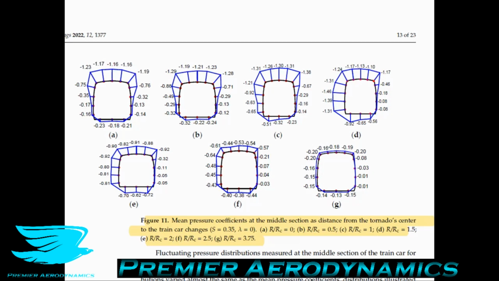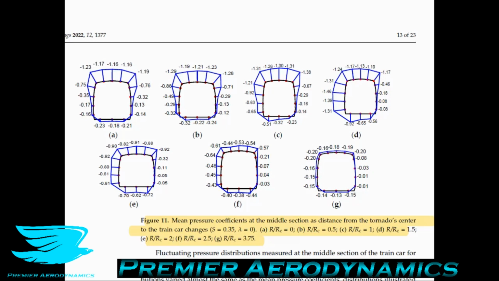On the upper surface, the pressure coefficients increase first and then decrease with increasing distance from the vortex center, which makes sense again. We've seen that before. And they reached the maximum values when they were at the edge of the tornado, though. So instead of being 1.5 radii, it was only at 1 radius.